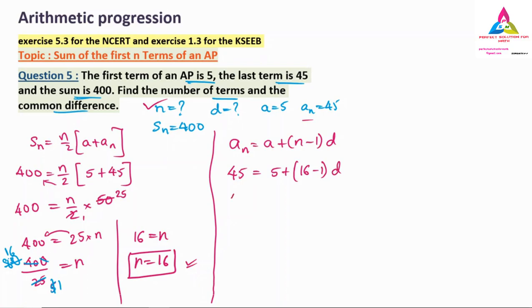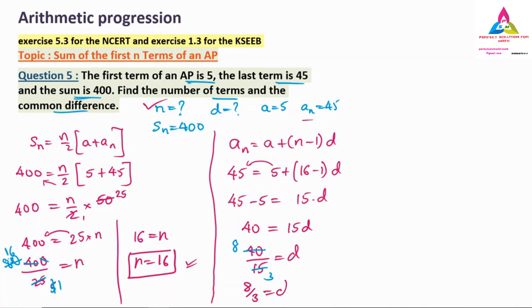We don't know d, and the total is 45. This 5 can be shifted. So 45 minus 5 is equals to 16 minus 1, that is nothing but 15 into d. So 45 minus 5 is nothing but 40, that is equals to 15d. So next what we have to do, we have to take that 15 and shift it to the other side. 40 will remain as it is. When you shift this 15 to the other side, it will divide, that is equals to d. Again 5 table, you can cancel this. So 5 3s are 15, 5 8s are 40. So the final answer you got over here is 8 by 3 as your d value.